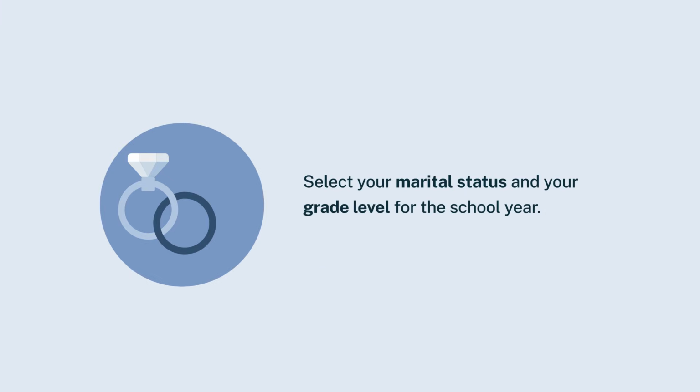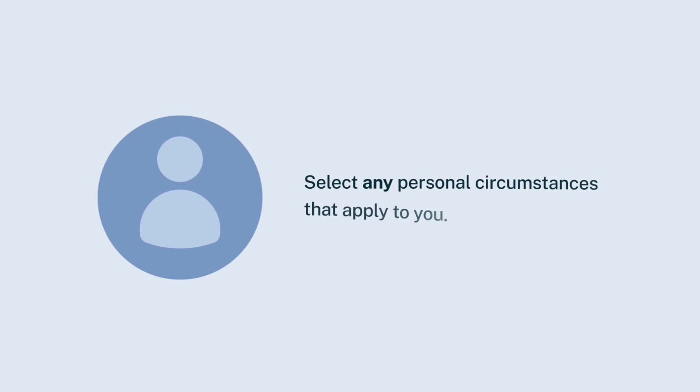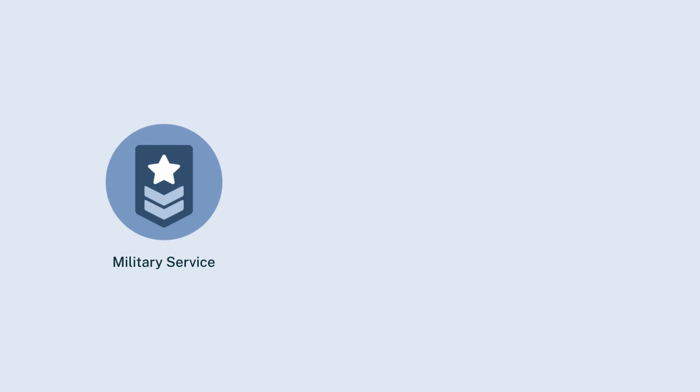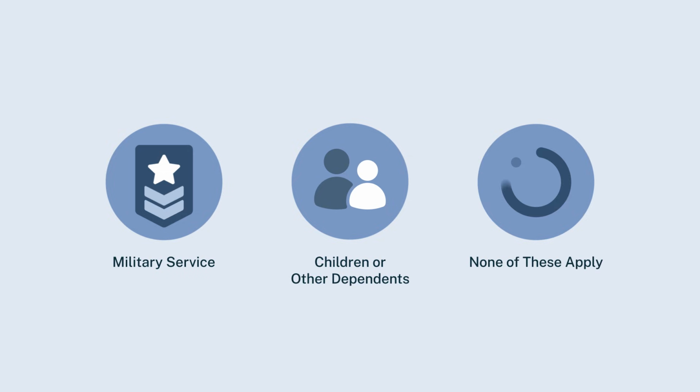First, you'll be asked to select your marital status and indicate what your grade level of college, career school, or trade school will be for the school year in which you're applying for financial aid. On the next page, you'll select any personal circumstances that may apply to you, such as currently serving or being a veteran of the U.S. Armed Forces, or having children or other dependents. You will also have the option to select none of these apply.